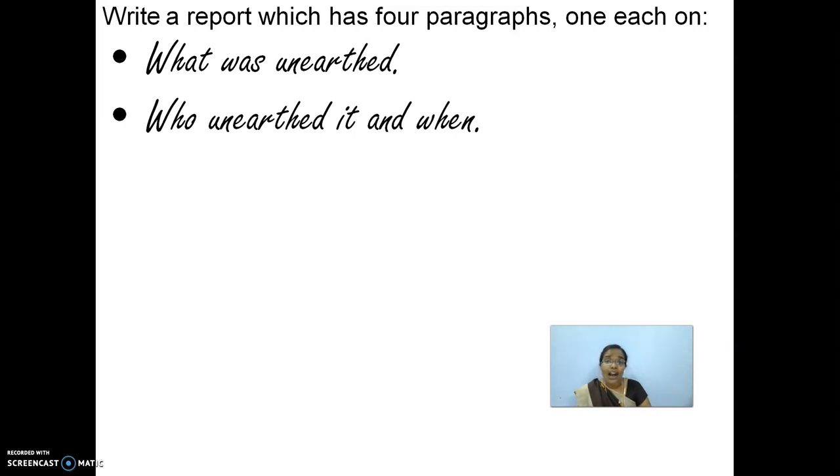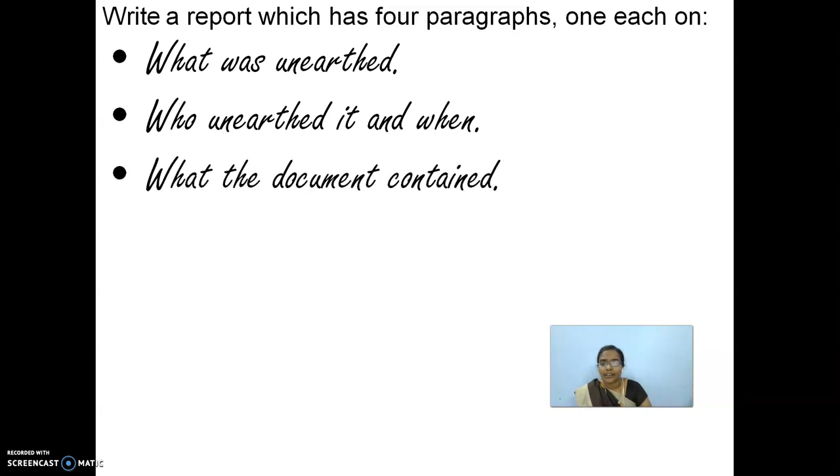And who unearthed it and when? We have seen that Albert Einstein's manuscript was unearthed. Who unearthed it and when did it happen? What did the document contain? What was written on the document? You can see that it was the handwritten statement of Albert Einstein. What was written on that? Where it will be kept, okay? Where it is kept now and how the research is going on. When you answer all these questions, you will get 4 paragraphs. Is it clear? So this is the way you are going to write your report.